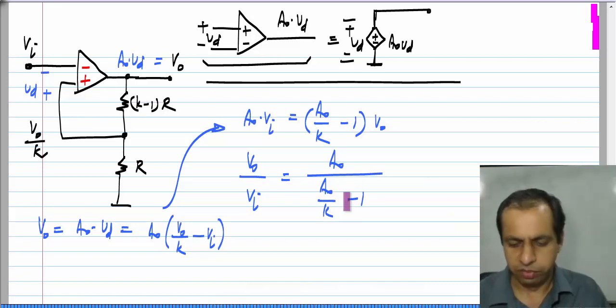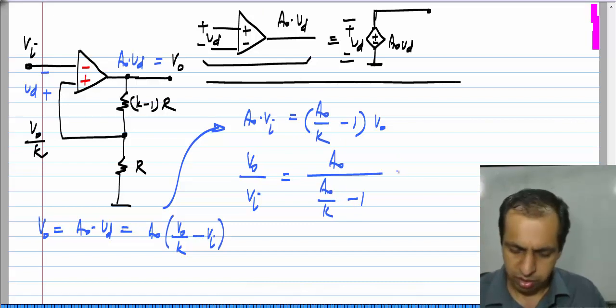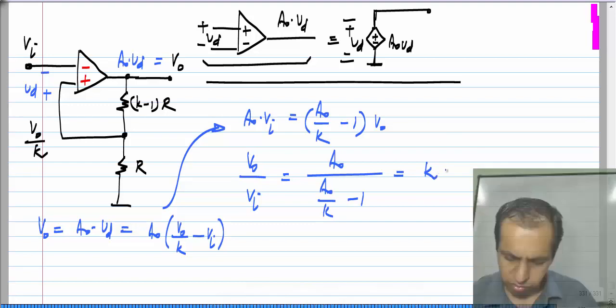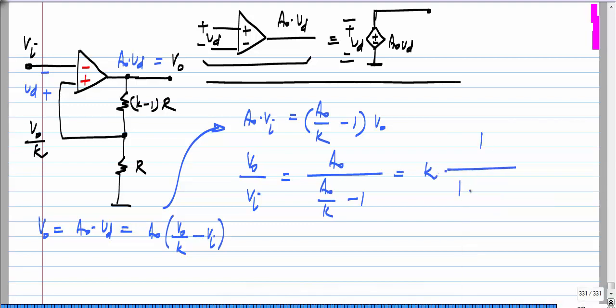A naught by k minus 1 times... that is, A naught divided by A naught by k minus 1. Remember, earlier the only difference was we had a plus 1 there. This can also be rewritten as k times 1 by 1 minus k by A naught. And earlier the denominator was 1 plus k by A naught.